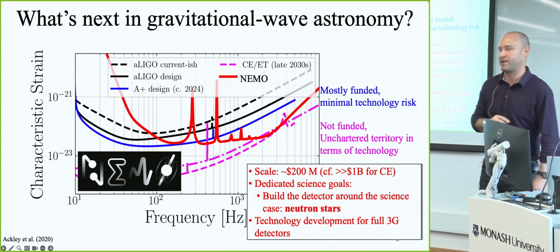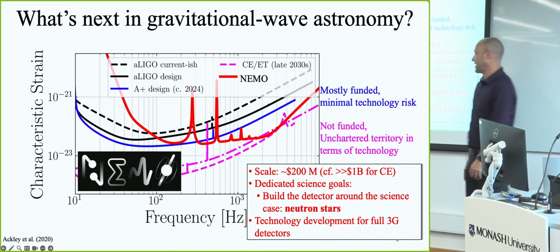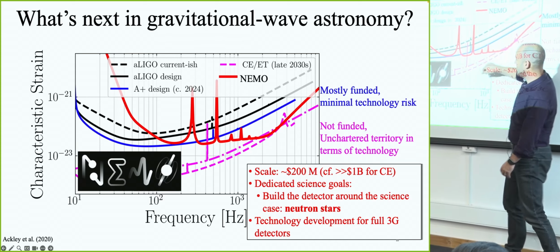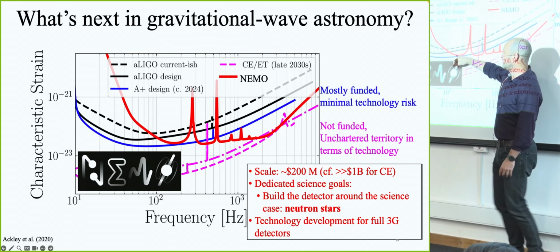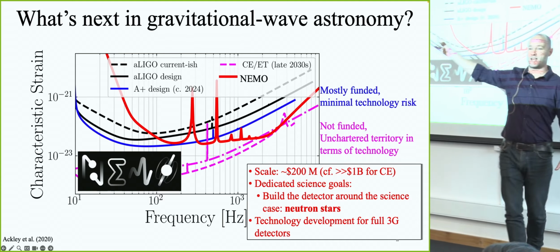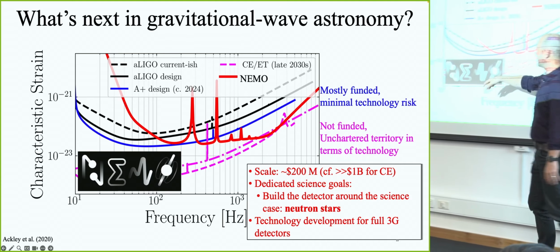something called NEMO, which stands for the Neutron Star Extreme Matter Observatory. The scale is not quite as big. It's on the order of a couple of $100 million. What you can see from the sensitivity curve is that at low frequencies, it does a really terrible job. It's horrible, by design, because that's where the cost is. It's really expensive to get low frequencies.